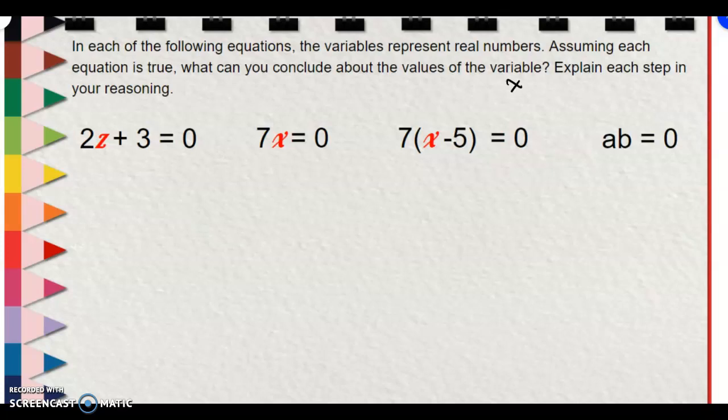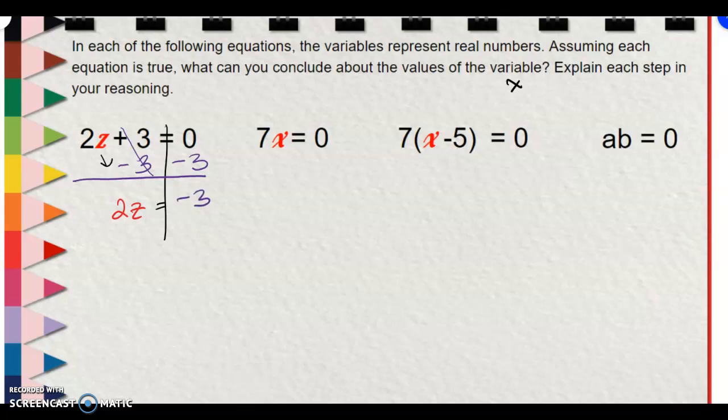How we're going to explain each step in our reasoning is solve it out, and show what's happening. So for the first one here, I want this equation to be true, meaning I need to know what this z equals. In order to do that, I need to get 2z by itself, meaning I need to get everything that doesn't involve a z onto the other side. So I need to get rid of this positive 3. The opposite would be to subtract it from both sides, because these are going to cancel, leaving me with 2z equals 0 minus 3, which is negative 3.